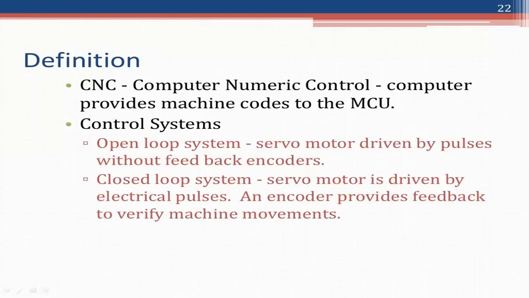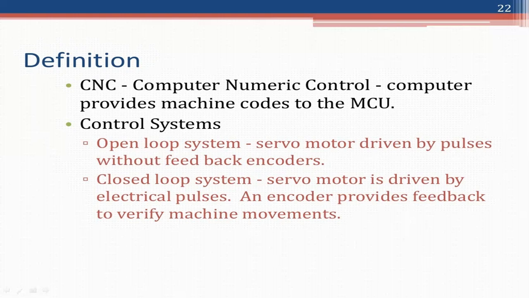The CNC, computer numerical control. The computer provides machine codes to the machine control unit. The control system is either an open loop system or a closed loop system. In an open loop system, the servo motor is driven by pulses without a feedback encoder. It will not have any feedback encoder.